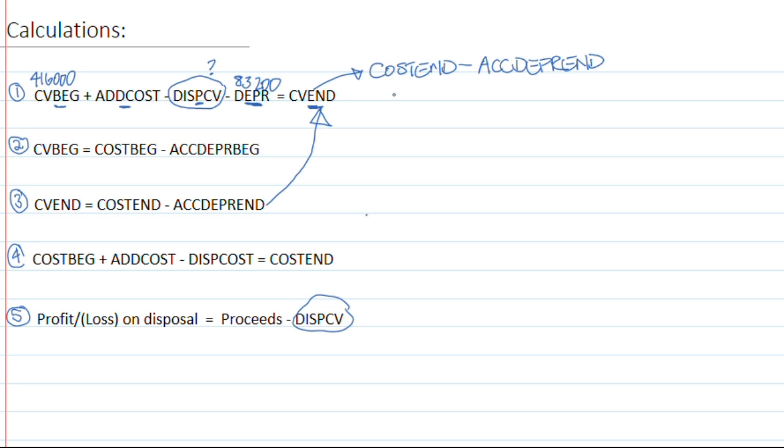So our carrying value at the end of the year is equal to the cost at the end of the year, which is 452,000 rands, minus accumulated depreciation at the end of the year, which is 247,200 rands. This gives us 204,800 rands. Now that we have all the values, we need to work out the figure for disposal at carrying value. Let's proceed by filling in the values.